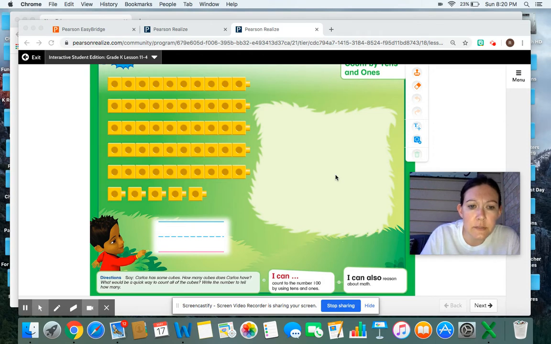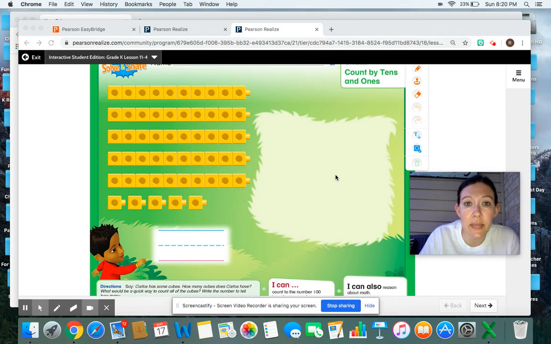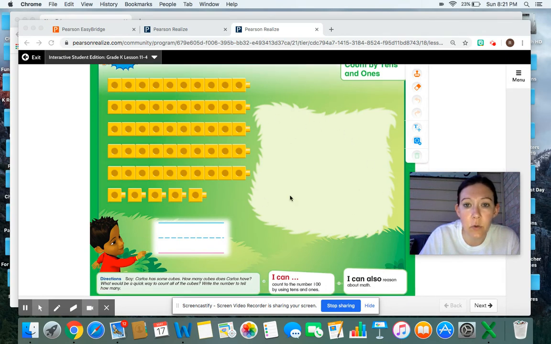It says Carlos has some cubes. How many cubes does Carlos have? What would be a quick way to count all of the cubes? Write the number that tells how many. So, mathematicians, what I would like for you to do is pause the video, count those cubes that Carlos has, and write the number right here. And if you need extra space, there's a work mat right here for you. So go ahead and get started.